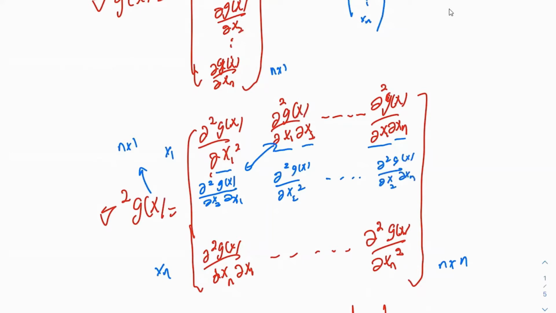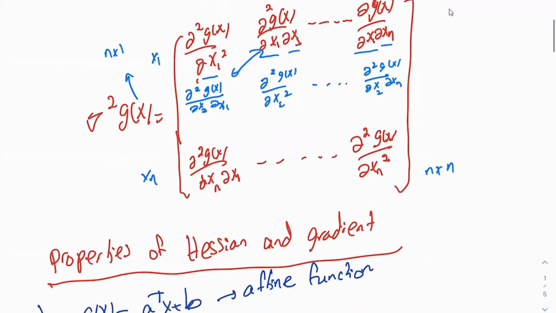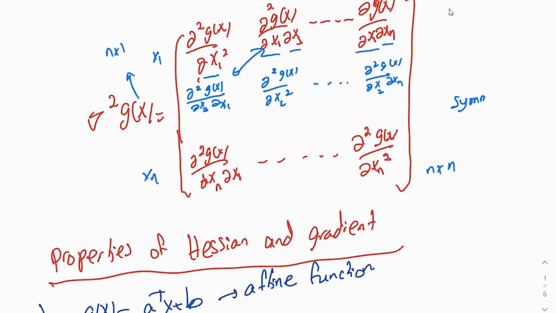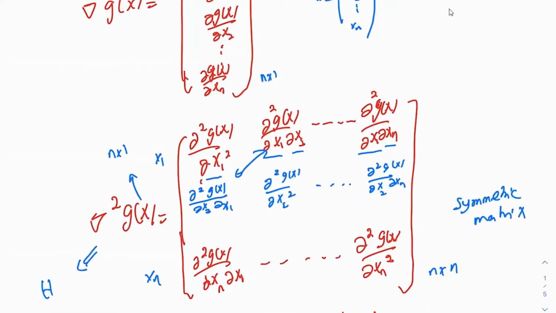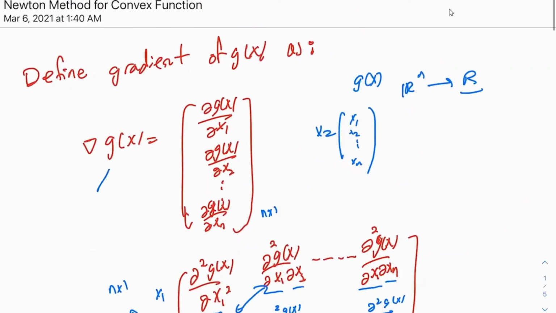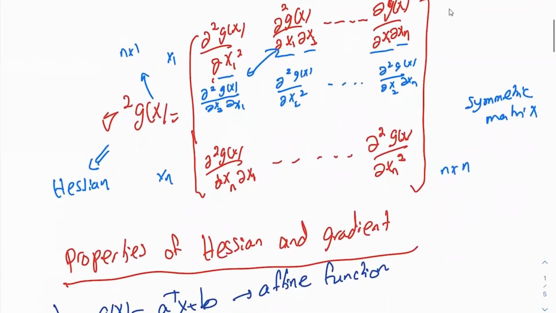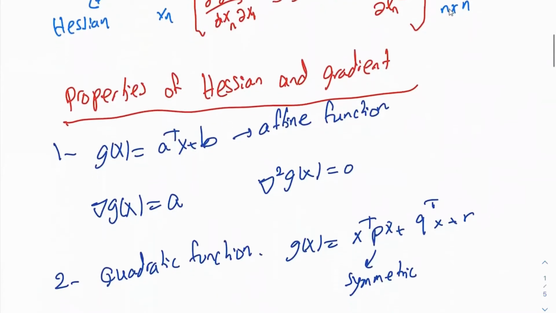So you see these two are the same. The element of 1, 2 and 2, 1 are the same. So this matrix is symmetric. This is a symmetric matrix. It's very important to know that. So Hessian is a symmetric matrix. So this is called Hessian. Hessian is always symmetric. And this is called gradient.